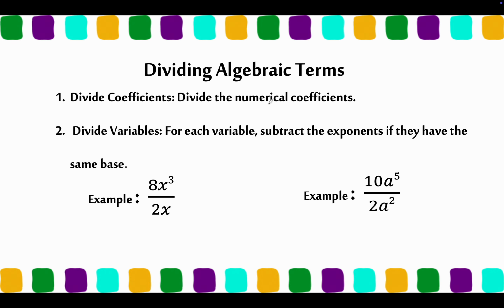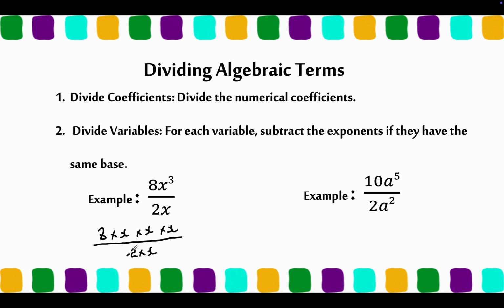Alright? Now to divide, we're going to divide the numerical coefficients, and we're also going to be dividing the variables. Now, what I normally encourage students to do is write it out. So we can have for the numerator, 8 times x times x times x all over 2 times x.